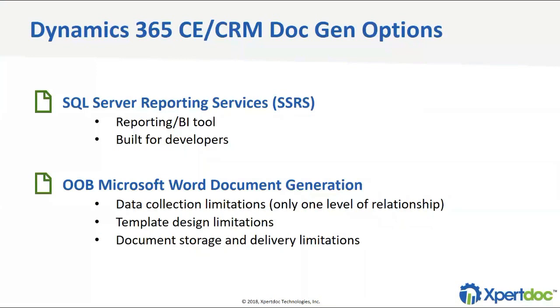Okay, so the other option is the out-of-the-box Microsoft Word document generation, and well, that's more like it. That's really what you want. But the problem is that it's really too limited. In terms of data collection, for instance, you can just go one level deep. You can collect the data on the record that you start the process from, and you can go one related record further, one level of relationship deep, and that's basically it. So you can indeed show a table with subgrid records.